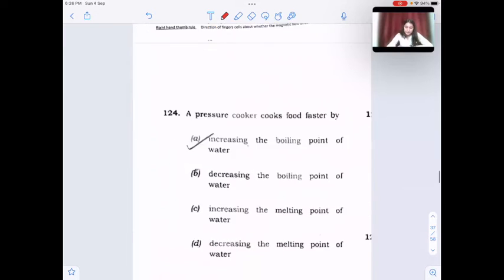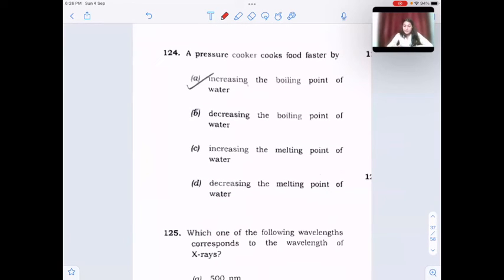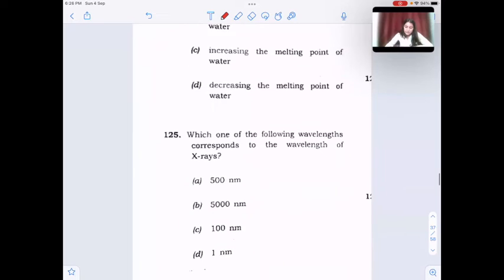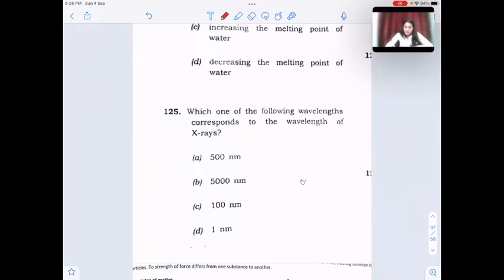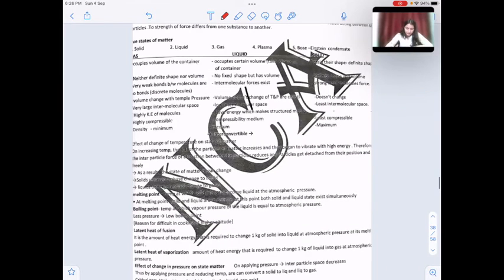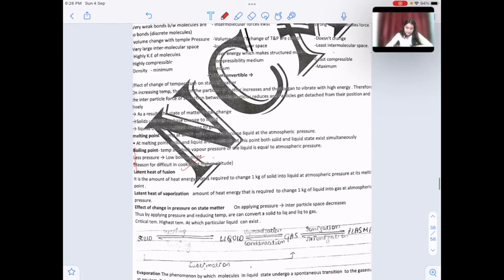A pressure cooker cooks food faster by? So a pressure cooker works on the principle of elevation of boiling point, that is, increasing the boiling point of water. Which one of the following wavelengths corresponds to the wavelength of X-rays? So 0.1 nanometer to 10 nanometer. So option D fits. Okay, so this is given about boiling point.